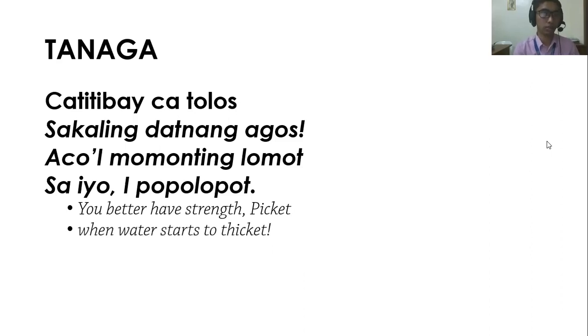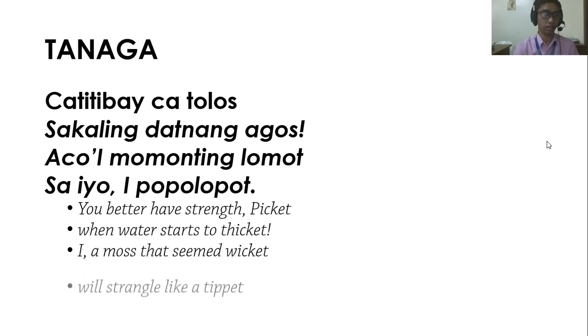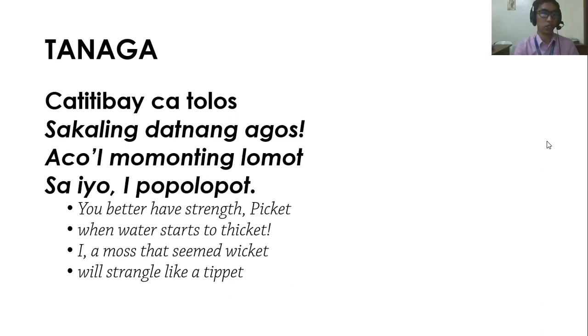Okay, let's try to translate it in English. You better have strength, picket, when water starts to thicket. I, a moss that seemed wicked, will strangle like a tippet. Okay, so that is written by Mark Angeles. So both the original Tagalog and the translation of this author show the characteristic of a tanaga. You can see that both have 4 lines with 7 syllables each and have an A rhyme scheme.